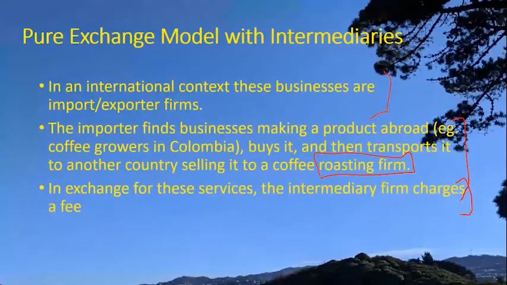Okay, but in exchange for those particular services, the intermediary firm is of course going to charge a fee because it costs them something to engage in all of these transactions, to find the sellers, to accumulate all the coffee, to transport it, to move it to where the coffee roasting firms are, who are ultimately going to roast the coffee and put it into retail sales and sell it to the final consumer.